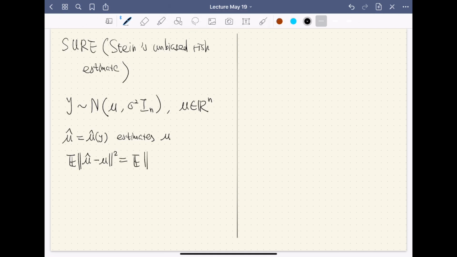So to derive this estimator, here's the trick. We can write the difference between mu hat and mu as mu hat minus y plus y minus mu. And then we can expand it. Mu hat minus y, this is the first term. We also have the second term, and the cross product term.